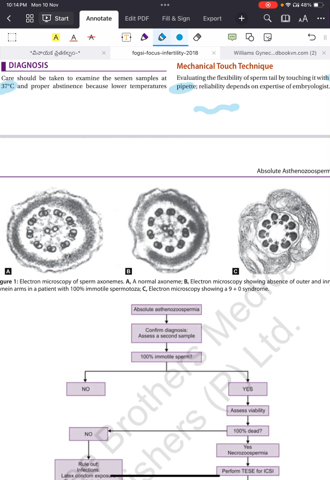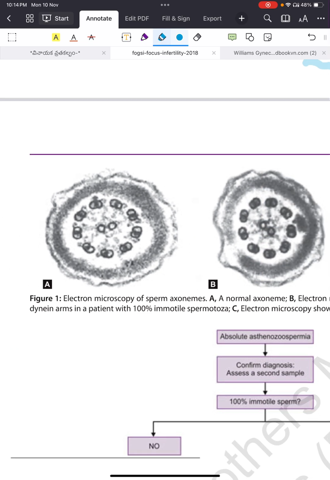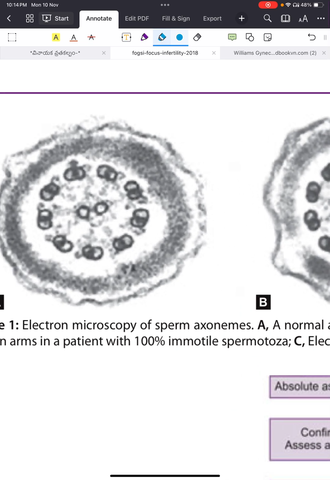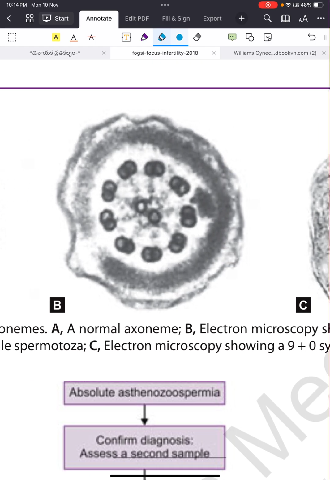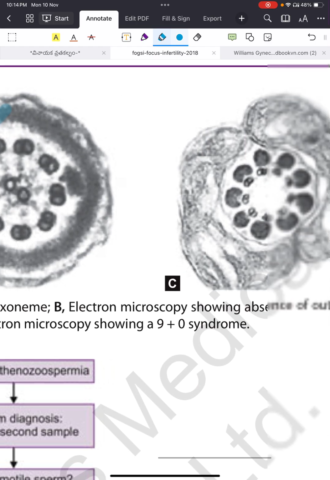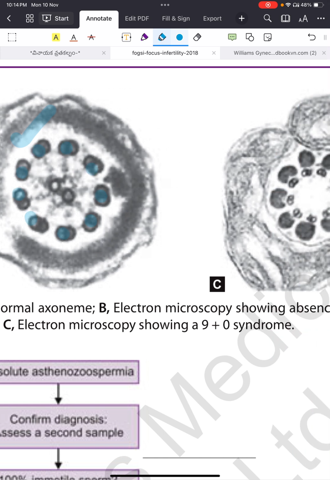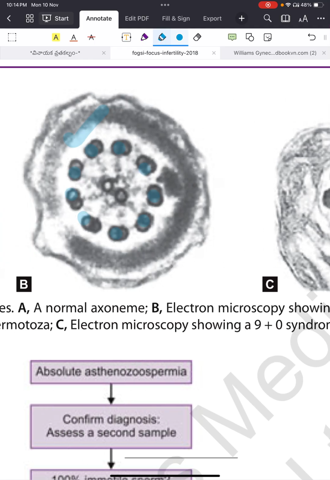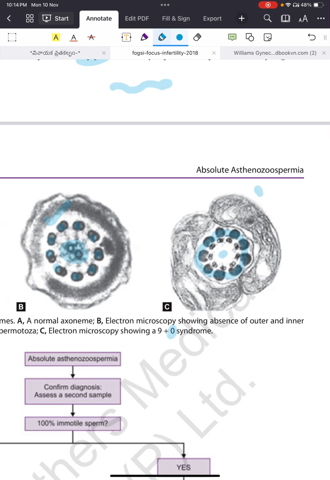Sometimes we'll give a picture of this. If you see properly, you can see it's a normal axoneme. You can see dynein arms. This is the outer dynein arm and this is the inner dynein arm. These kinds of dynein arms are absent in this case. And if you see, 1, 2, 3, 4, 5, 6, 7, 8, 9, nine doublets are there, and in between there is normally also a central pair, right? But here there is absence of that. That is known as 9 plus 0. So they'll give an image like this and ask what this is. It is 9 plus 0 syndrome.